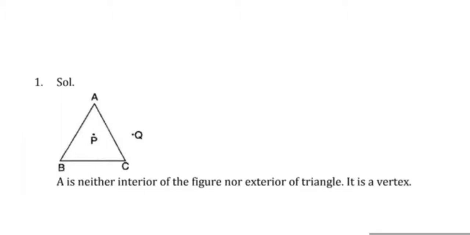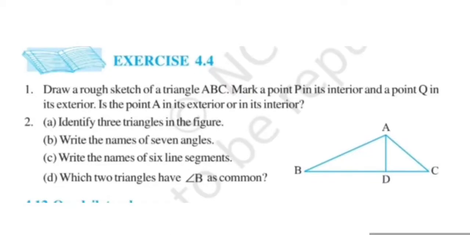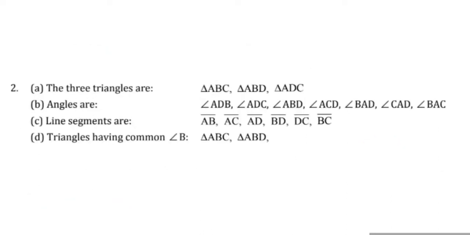Now see question number 2. Identify 3 triangles in the figure. See this figure ABC, this is a triangle, and we have to identify the 3 triangles. So you can see here the triangle ABC, the full one, this is a triangle. Then triangle ABD, this is one triangle. Then the next one is what? Triangle ADC. So there are 3 triangles.